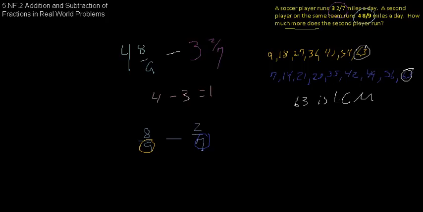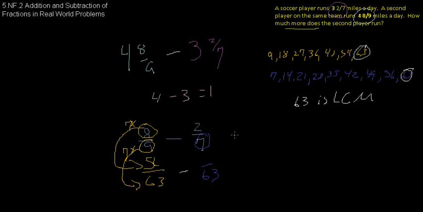And so we need to change these 9ths into 63rds, and we're going to subtract something 63rds as well. So from 9 to get 63, we have to multiply that by 7. 9 times 7 is 63, so do the same thing to 8. 8 times 7 is 56. When we have 2/7 to 63, we have to multiply that by 9. Do the same thing to 2: 2 times 9 gives us 18.